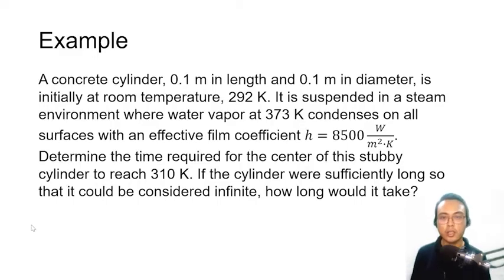A concrete cylinder, 0.1 meter in length and 0.1 meter in diameter, is initially at room temperature 292 Kelvin. It is suspended in a steam environment where water vapor at 373 Kelvin condenses on all surfaces with an effective film coefficient H of 8,500 watts per square meter per Kelvin. Determine the time required for the center of this stubby cylinder to reach 310 Kelvin. If the cylinder were sufficiently long so that it could be considered infinite, how long would it take? Okay, let me first list the given.